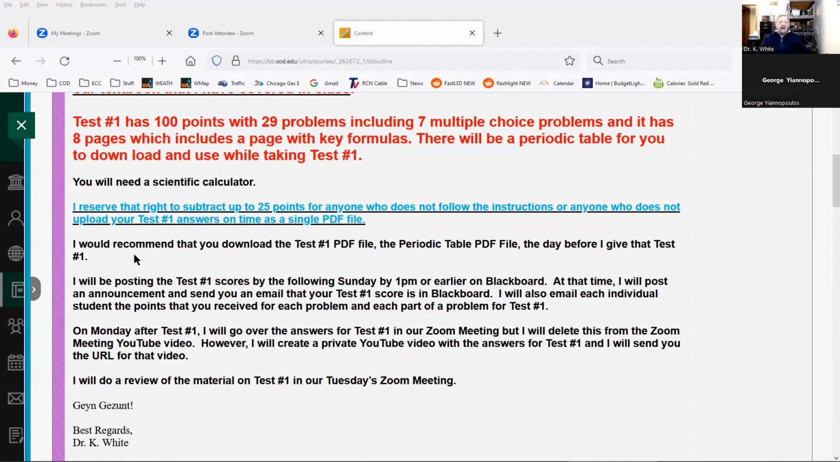On Blackboard, at that time, I'll post an announcement and also send you an email that your test number 1 scores are in Blackboard. Now, since I can't hand back your graded test, what I have done, and it works quite well, is I will also email each individual student the points you receive for each problem and each part of a problem if it's a multiple part, like A, B, C, and D for test 1.